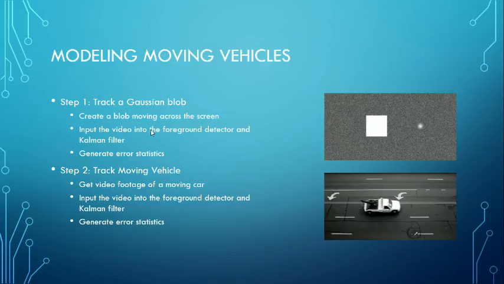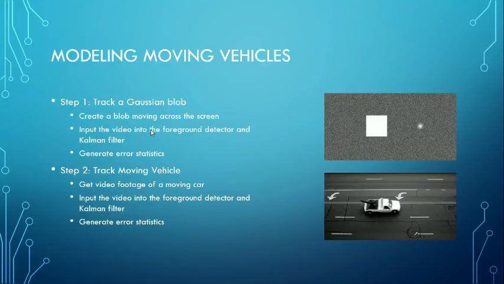So the goal was to create a blob moving across the screen, take that video and put it into the foreground detector, and have the detector detect where that blob is. Then take that, put it into the Kalman filter, and see which one is able to track it better. The good news is that since the video was created in MATLAB, we know the exact center of the blob, so we can see which one is more accurate. And then finally, generate error statistics.